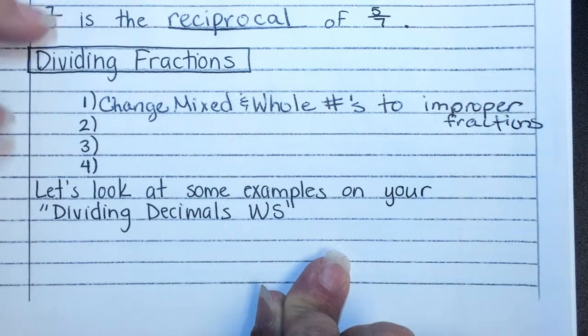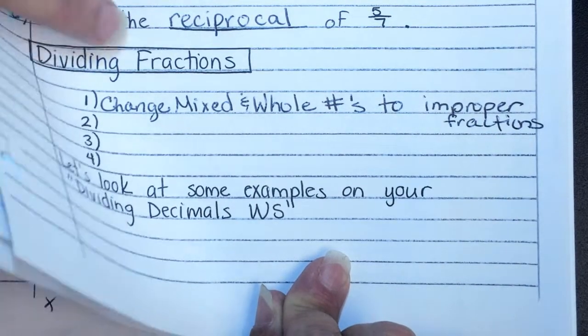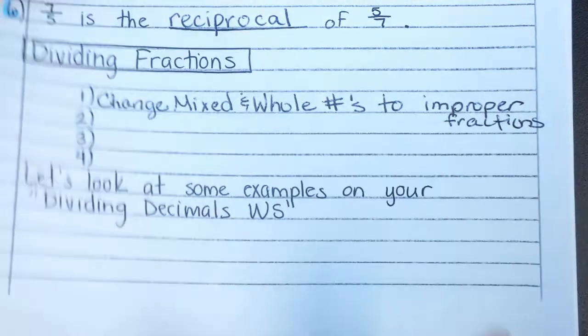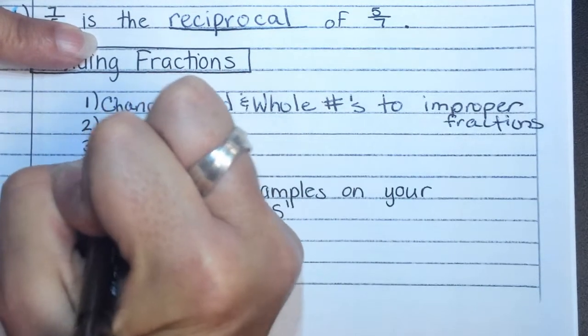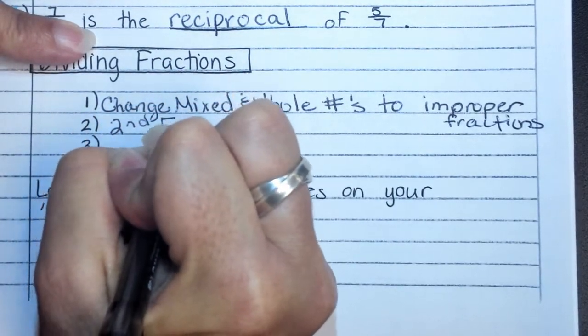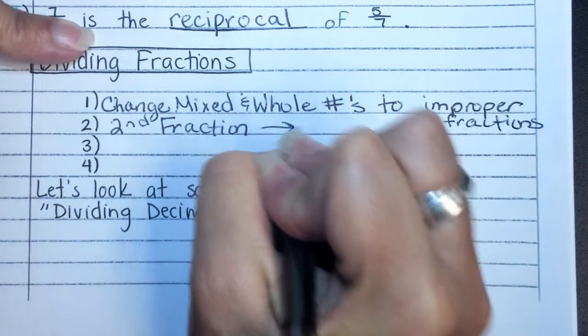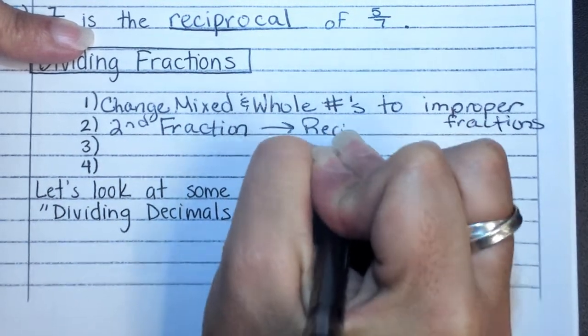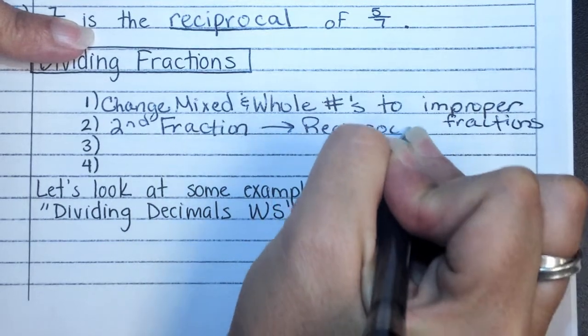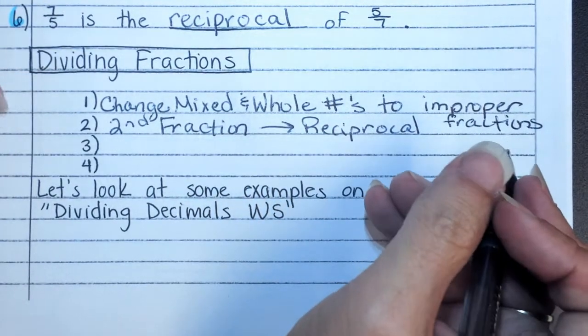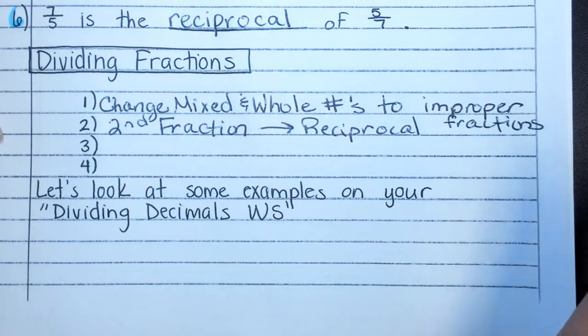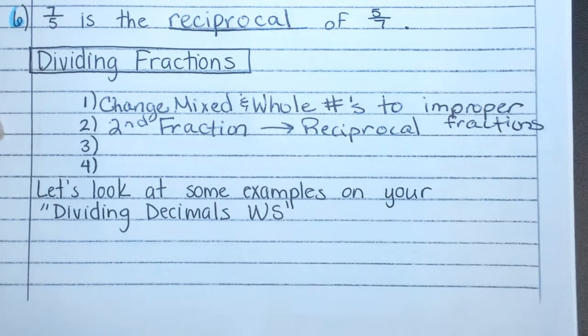Okay, step 2. Step 2 is we're going to take the second fraction and change it to the reciprocal. All it means is we're going to take the second fraction and flip it over. That's all that means. Easy breezy.